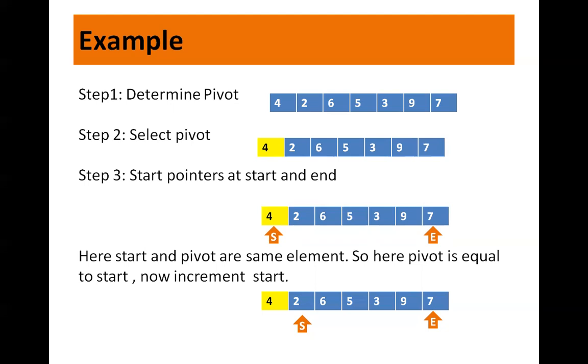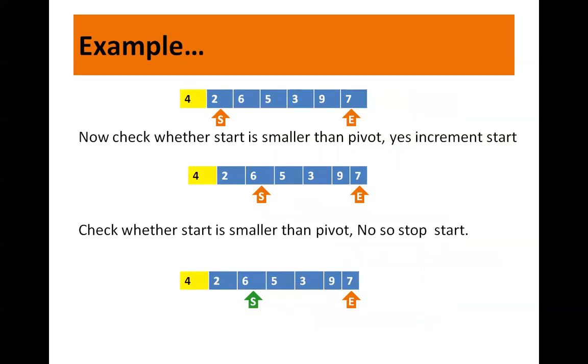So now increment the start pointer. The start pointer was pointing here, now it is pointing here. Very simple. Now check whether the start pointer's value is smaller than the pivot. Yes, the start pointer is pointing at 2, the pivot is 4, and 2 is smaller than 4. So again, increment the start pointer. It is now pointing at 6. Again check whether it is smaller than the pivot. No, because 6 is greater than 4. So you freeze your start pointer here. It will not move anywhere now.